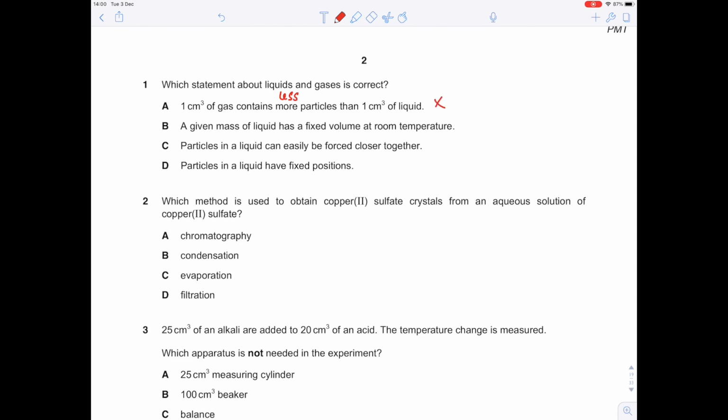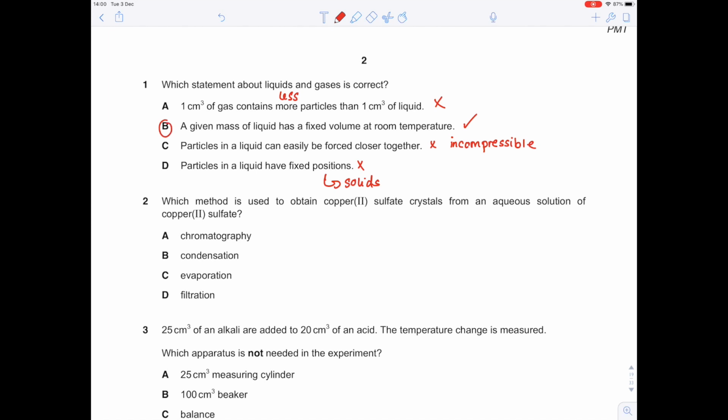B: A given mass of liquid has a fixed volume at room temperature. Yeah, we know that this is true, but we're just going to check C and D to make sure that they're incorrect. C: Particles in a liquid can easily be forced closer together. No, that's incorrect, because liquids, remember, are incompressible. D: Particles in a liquid have fixed positions. No, that's true of solids, not liquids. So the answer here is B.